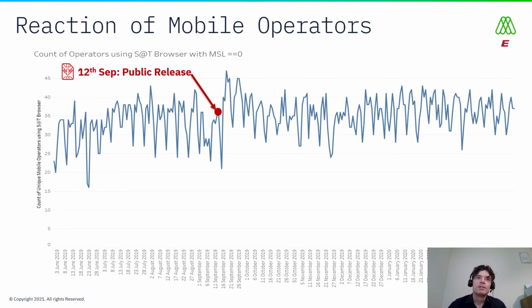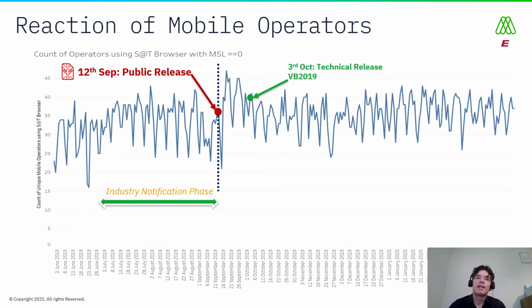One interesting thing here: on the 12th of September we released our public information, and then on this other green dot, the 3rd of October, is when we gave the technical information. So you can basically say that for those several months beforehand, in this period of time, we were telling mobile operators that the S@T Browser is vulnerable. You need to make changes, either put protection in your network or look at how you can reconfigure your SIM cards.